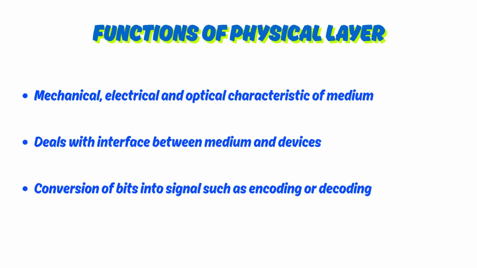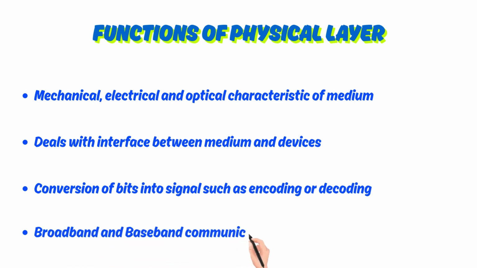The physical layer of OSI model is also responsible for the data transmission of digital and analog signal, like it performs broadband communication, which is the process of sending digital data in analog form. While there is also baseband communication, which is the process of sending data without conversion, such as sending digital data.